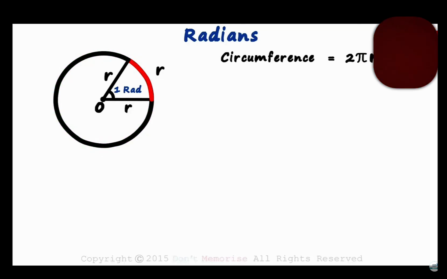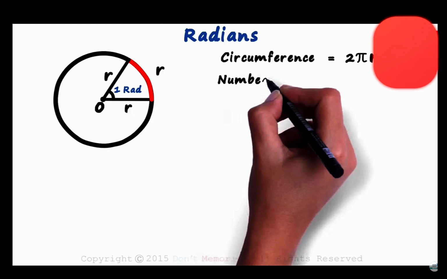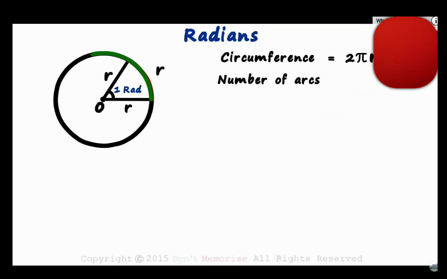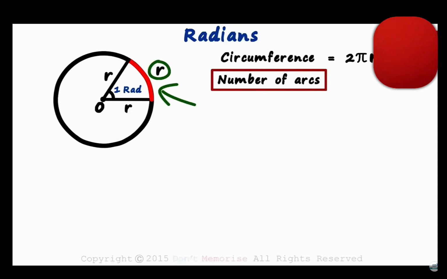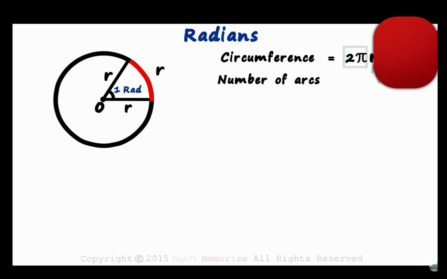Now listen to the next question well. How many such arcs would you need to cover the entire boundary of the circle? Let me repeat the question. How many such arcs of length r would you need to cover the circumference of the circle? The length of the arc is r, and the circumference is 2 pi r. Yes, 2 pi r. It means we would need 2 pi such arcs to cover the circumference.